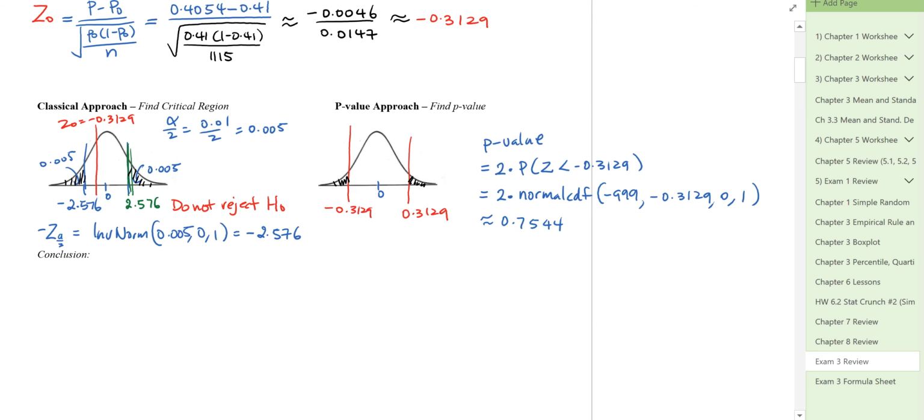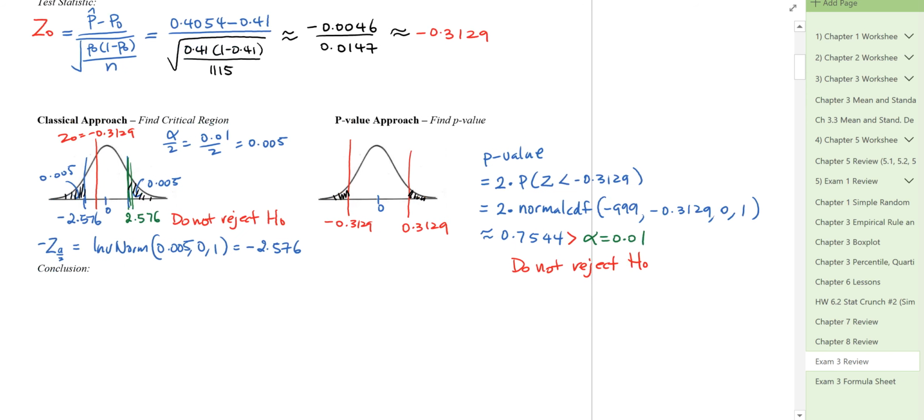Right? P-value, let's compare that to my alpha. Alpha is equal to 0.01. Now that p-value here is definitely greater than alpha. When the p-value is greater than alpha, we do not reject H naught, or fail to reject H naught. So do not reject H naught. Right? So that's how you do this too.